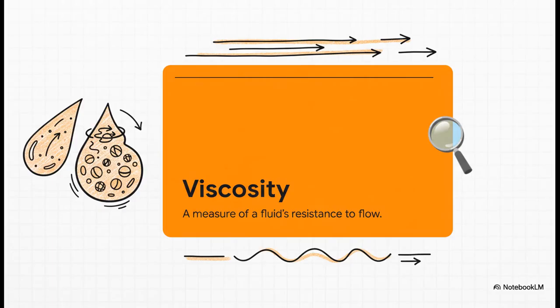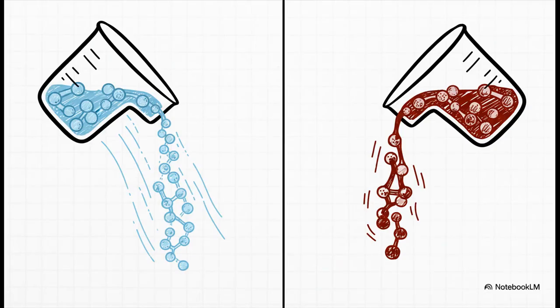To put it simply, viscosity is just a liquid's internal friction. It's all about how easily the molecules can slide past one another. And the connection here is totally direct. The stickier the molecules are to each other, meaning the stronger their IMFs, the harder it is for them to move around. And that means a higher viscosity.